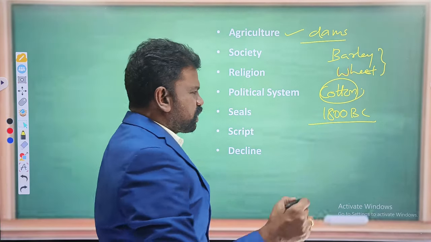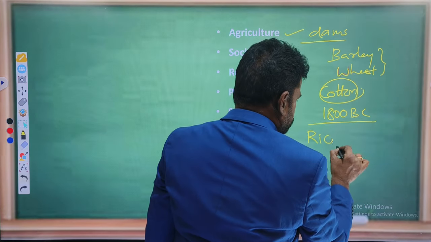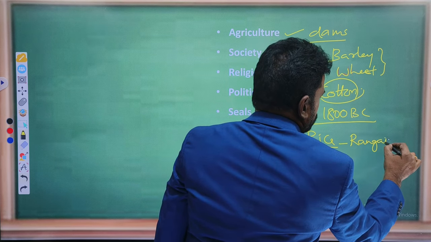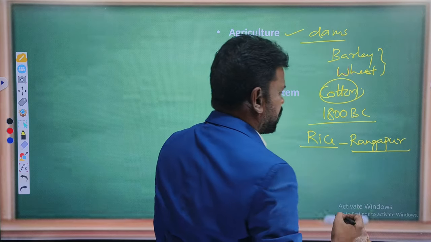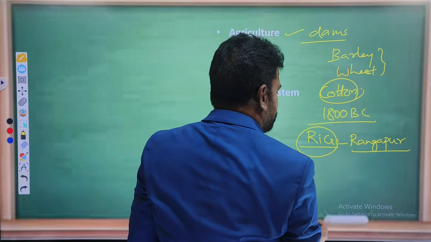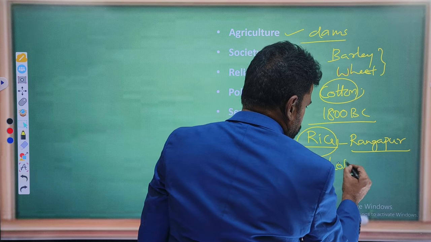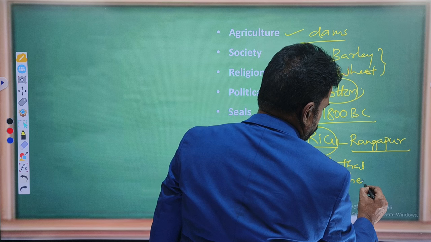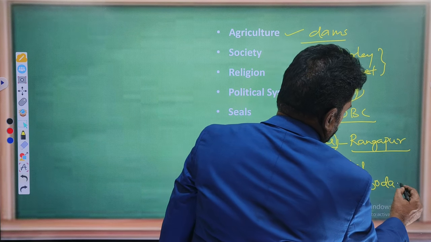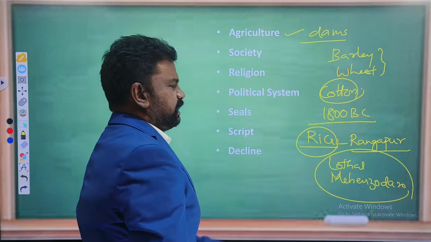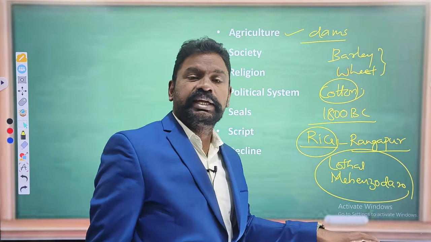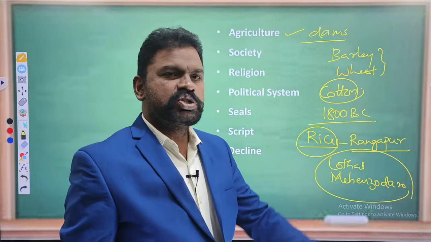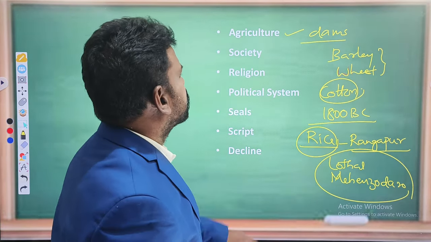Along with this, they also produced rice. Rice was found at Rangpur. Rangpur in Gujarat yielded rice husk. Rice evidence was also found at Lothal. Rice evidence was also found at Mohenjo-daro. Both were considered a mound of the dead in their local languages. Lothal is also called a mound of the dead. Mohenjo-daro is also called a mound of the dead.